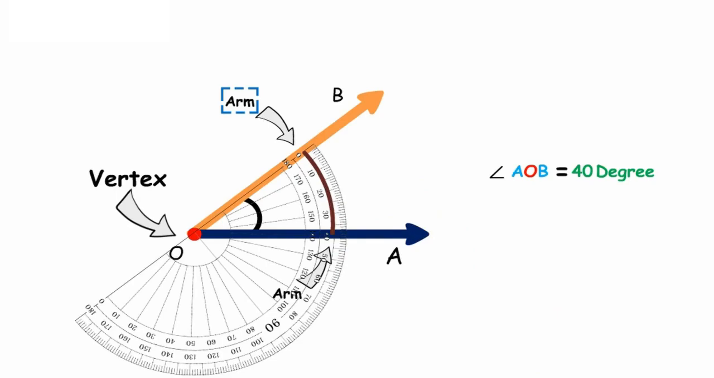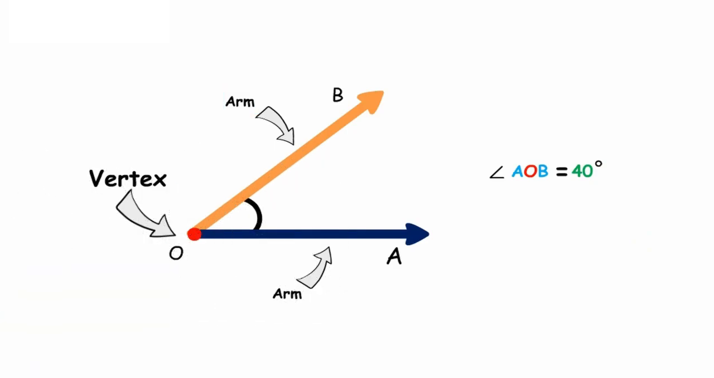We use a special symbol to represent degree. It looks like this. So, angle AOB or angle BOA equals 40 degrees.